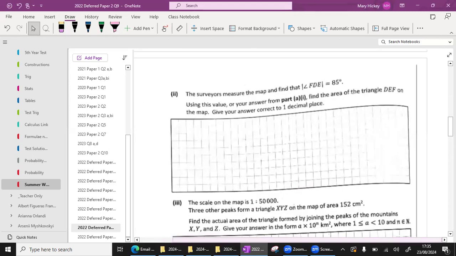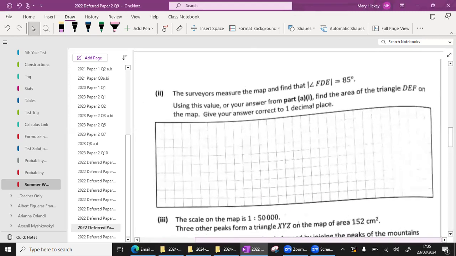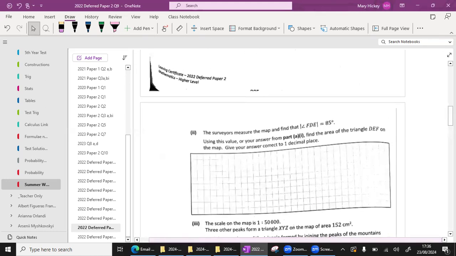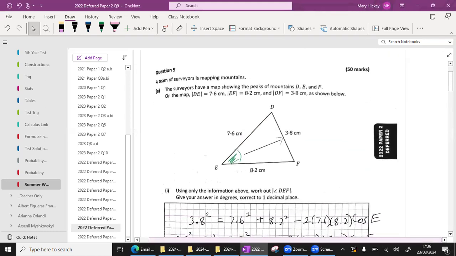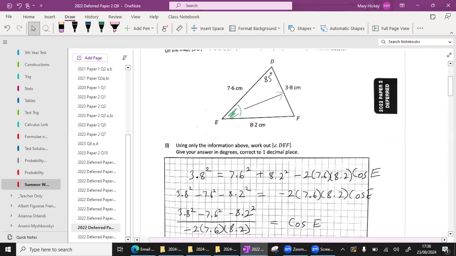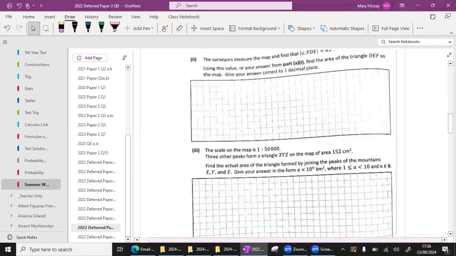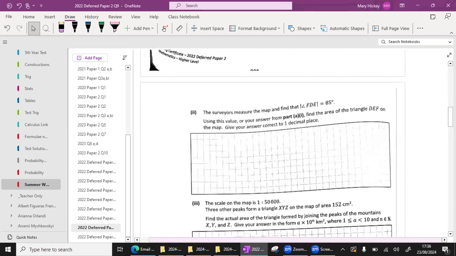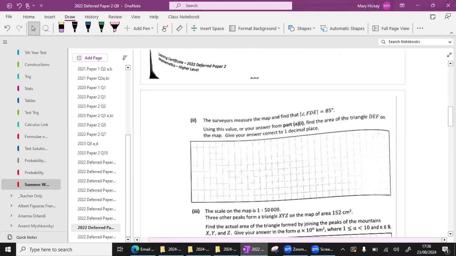The surveyors measure the map and find that the angle FDE is 85. So FDE is 85. So we now know 2 of the angles. This is 27.5 degrees. So the question says, using this value or your answer from part A, part 1, find the area of the triangle DEF on the map. Give your answer correct to 1 decimal place.